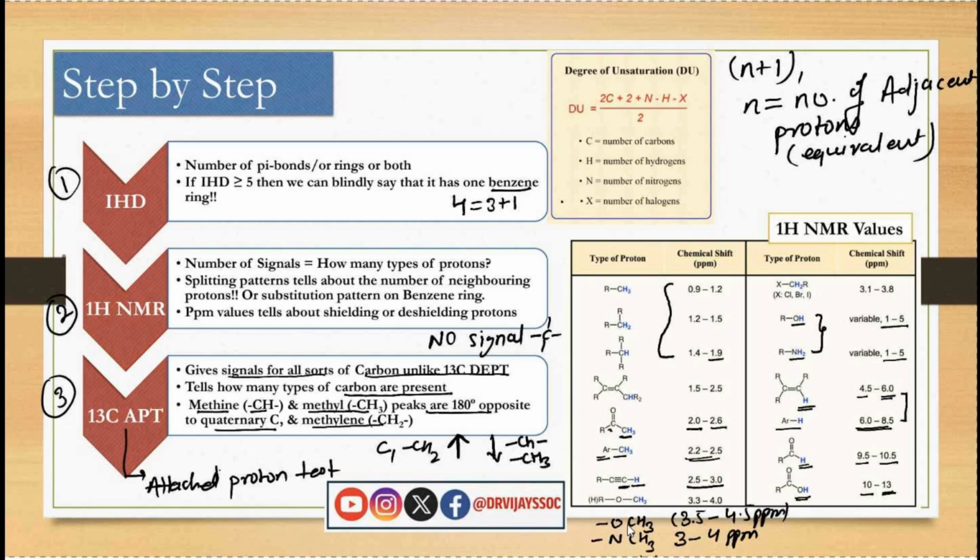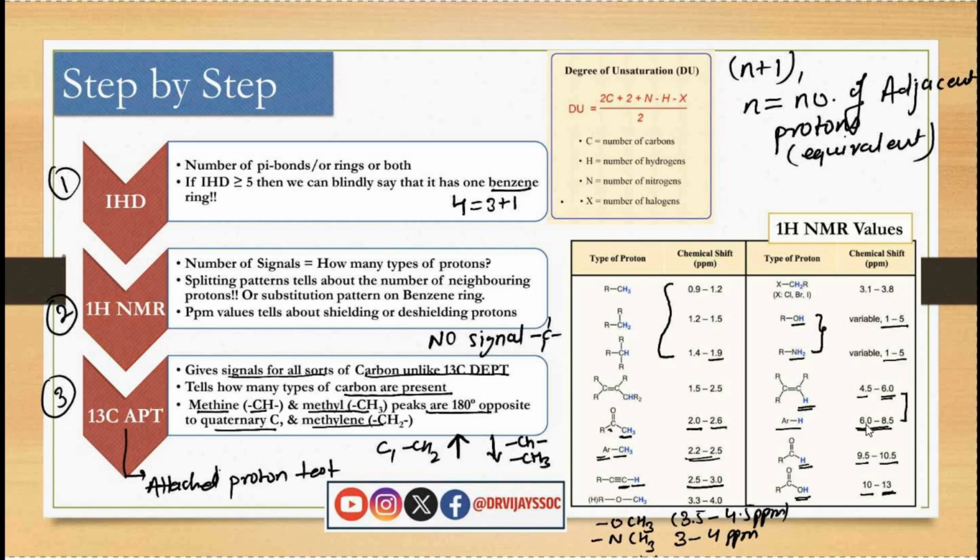This is a very interesting value. When oxygen is attached to the carbon, then hydrogens come around 3.5 to 4.5 ppm more often, and it could be higher also, but usually you will see it in this range. When it is attached to nitrogen, then it can come from 3 to 4 ppm. We also learned that hydroxy and amine protons are acidic, therefore they can undergo exchange from one molecule to another, so their values are not fixed, and they come from 1 to 5 ppm.